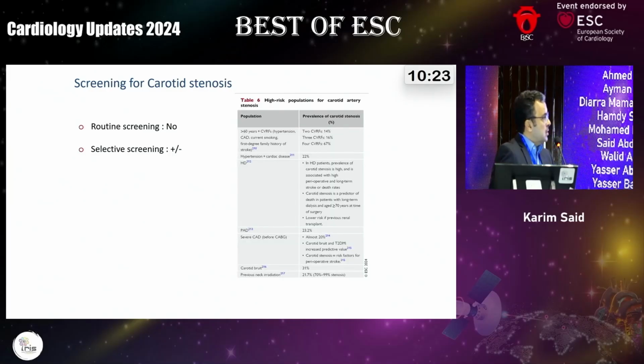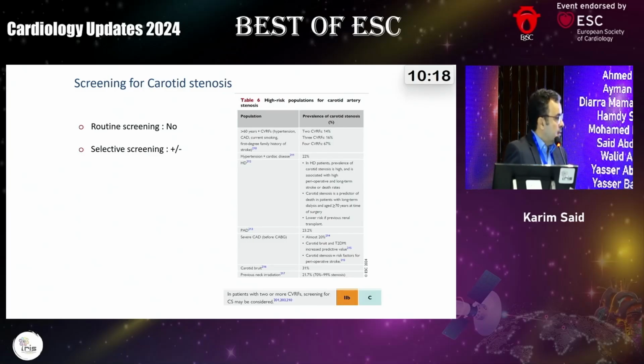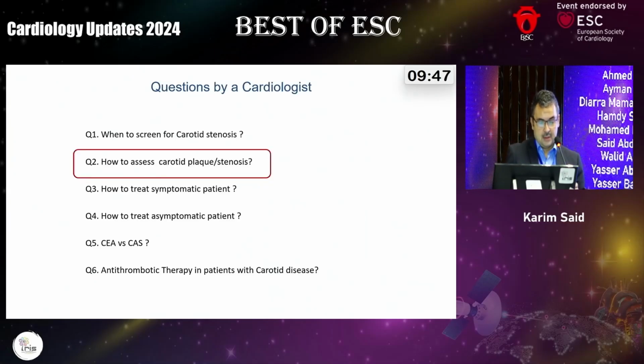This includes patients with multiple risk factors, and in the last guidelines, they chose to screen patients with 2 or more risk factors, giving class 2B level of evidence C. However, we have many other groups of patients at high risk. These include patients with severe coronary artery disease, those going to CABG, those with peripheral arterial disease, those with carotid bruit, and those on hemodialysis. So when we meet one of these groups of patients, we should ask for carotid assessment.